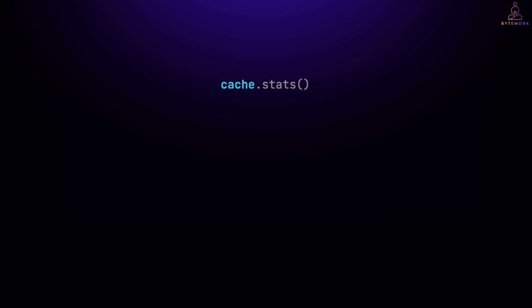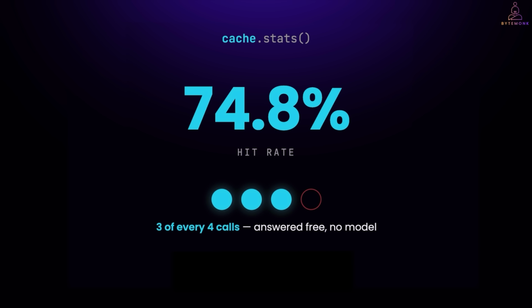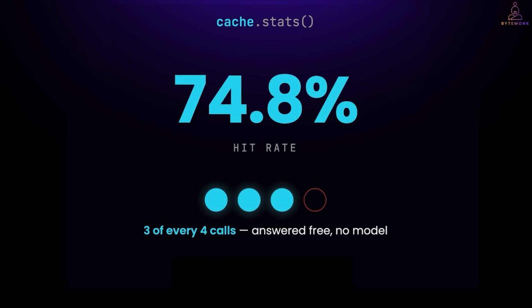You call cache.stats and it shows your hit rate, which is how often a request was answered from the cache instead of the model. On a workload with a lot of repeats, a 75% hit rate is pretty normal. That is 3 out of every 4 calls you simply stop paying for.